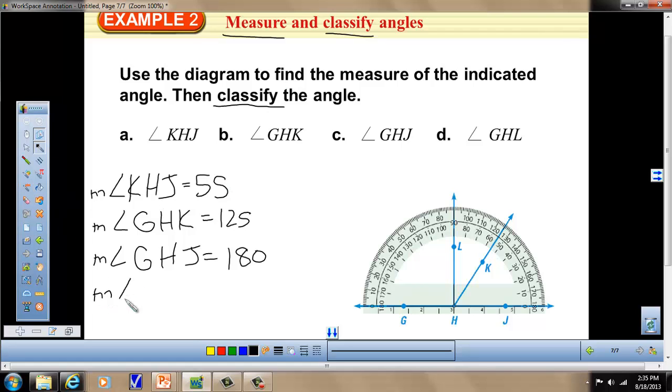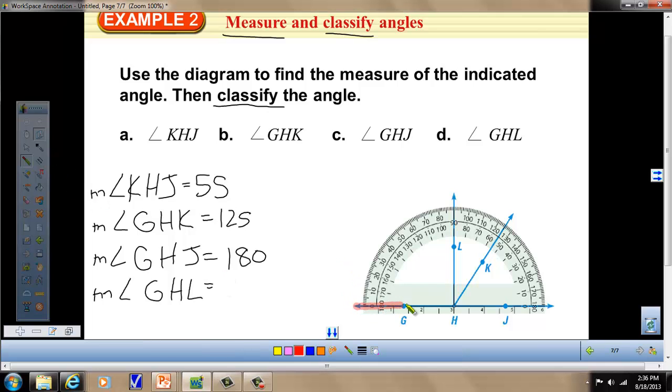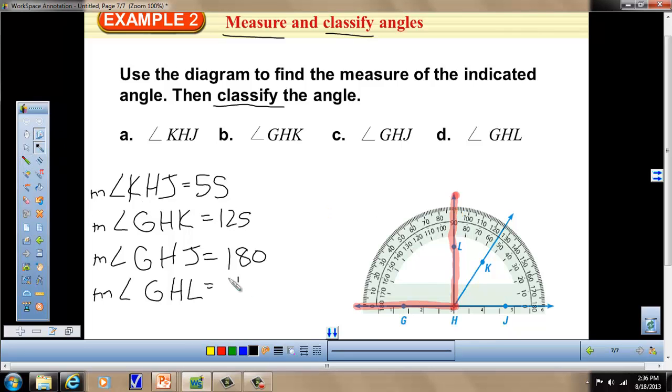The last one is the measure of angle GHL. So GHL starts at G, so it's on this left-hand side, goes to H, and then goes up to L. And hopefully you can see from there that this is 90 degrees. If we start from the top or the outer ring, it's 0, 10, 20, 30, 40, 50, 60, all the way up to 90 here. So in this case, I don't think we need to zoom in this time. The angle is 90 degrees. And again, you can write 90 or 90 degrees is fine.